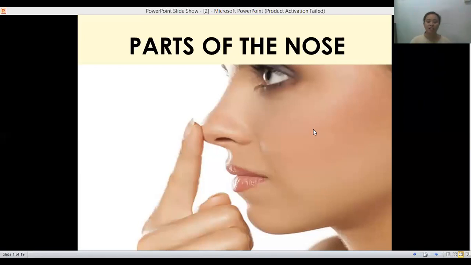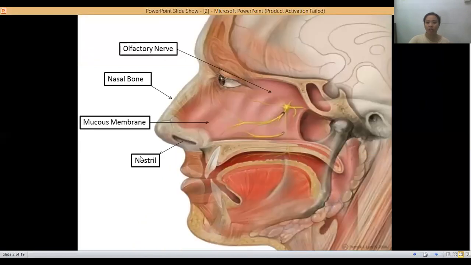Parts of the nose. So, we have only four here. Olfactory nerve, those are the nerves there. Nasal bone, here. Mucous membrane, and the nostril. Okay, it's easy. The parts of the nose: olfactory nerve, nasal bone, mucous membrane, and the nostril.